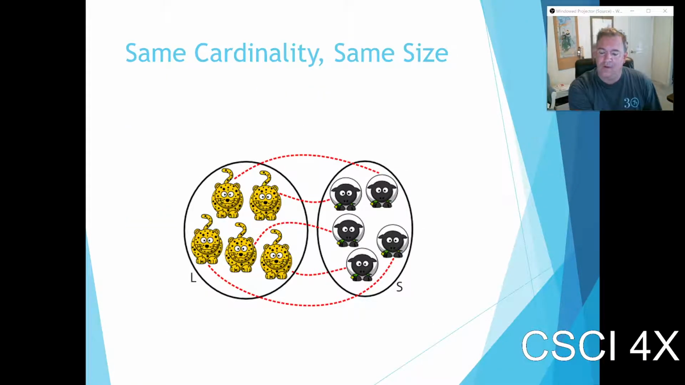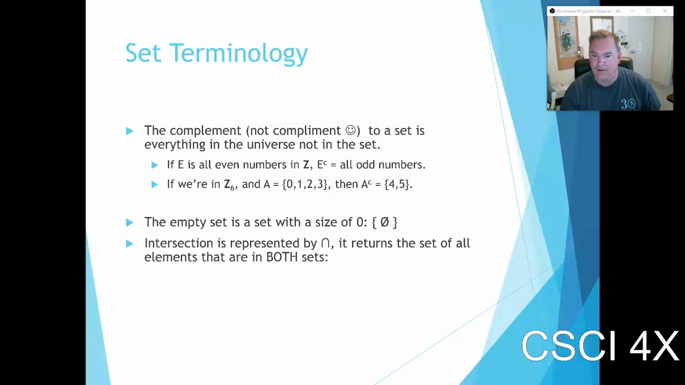So one way that you can count the size of a set is if you can come up with a one-to-one correspondence between two sets, then they have the same number of items in them, right? So if you know that you have 5 leopards and you can draw a line between every leopard and every sheep, then you know that you have 5 sheep without needing to count. It's kind of a cool little fact. Right? You don't need to worry about that.